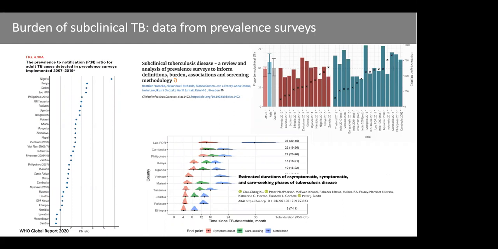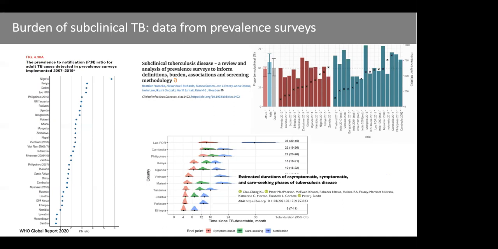And then the figure at the top right is a meta-analysis of prevalence survey data, looking at what proportion of the prevalent TB identified in these different surveys is subclinical, as defined by the standardized symptom screens used in different surveys. And it's right around 50% of that prevalent TB on the left would be defined as subclinical disease.